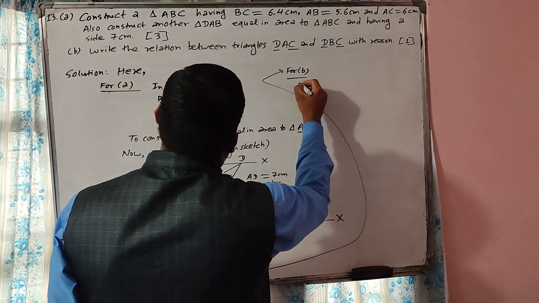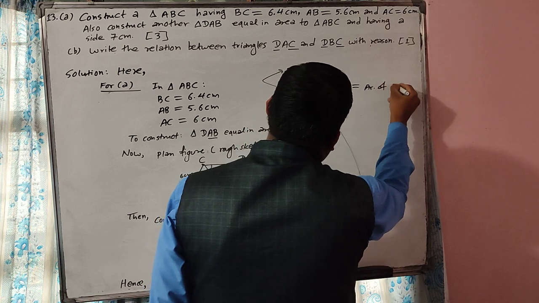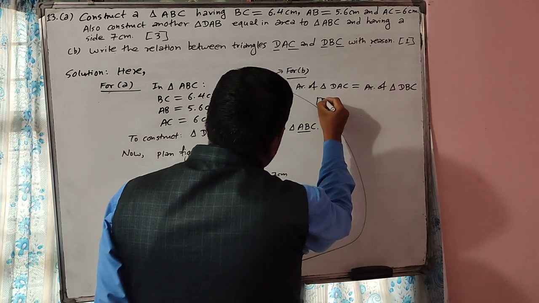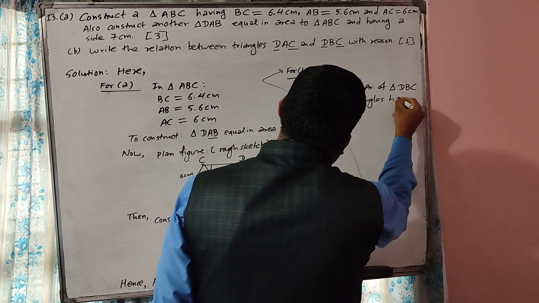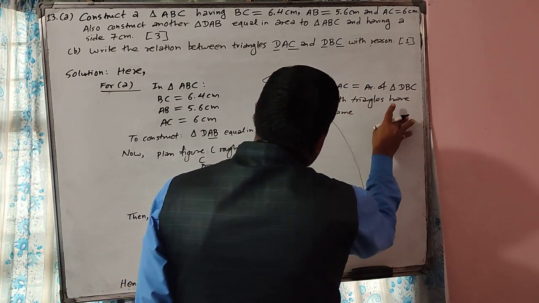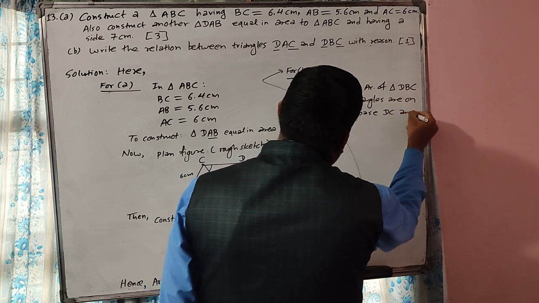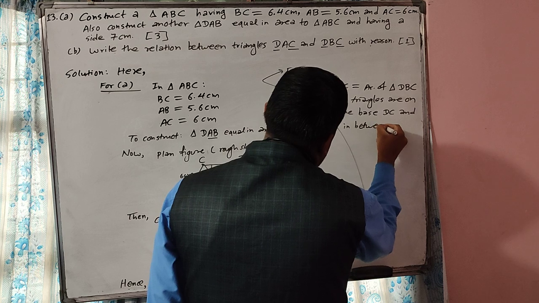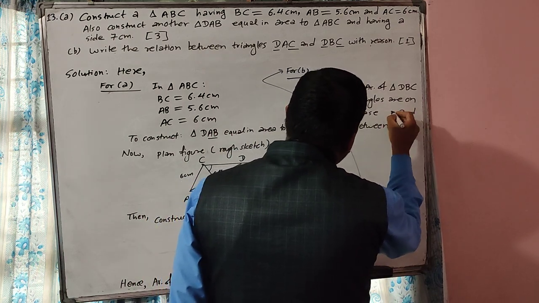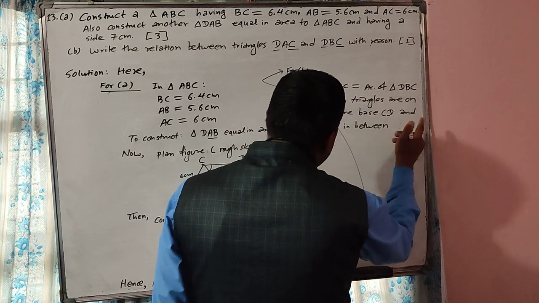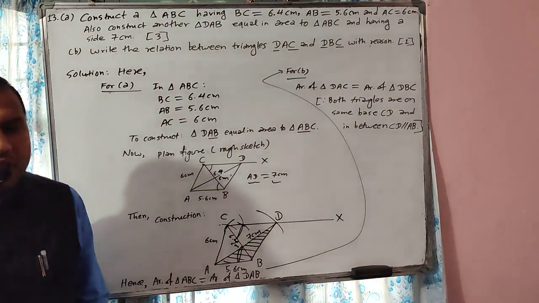So you can write area of triangle DAC equal to area of triangle DBC. Reason: both triangles are on the same base DC and between the parallels CD and AB. Same base CD, in between CD parallel to AB. This is the reason. Okay, this was for question number 13.